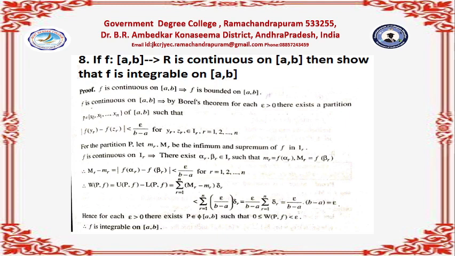Now because f is continuous on AB, by Borel's theorem, definitely for each epsilon greater than 0, there exists a partition P with partition points x0, x1, etc., xn of closed interval AB such that modulus of value of the function at yr minus value of the function at zr will be less than epsilon by b minus a for yr, zr belongs to Ir, r equal to 1, 2, etc.